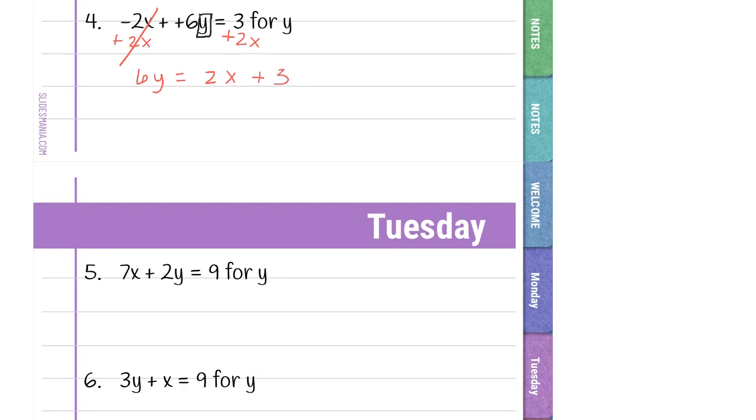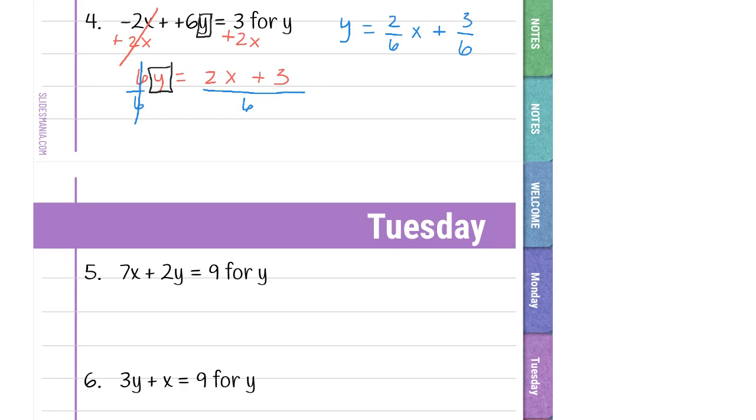And keep a box around your y so that we know that that's not being moved. What is the opposite of 6 times y? Or the opposite of multiplication? That is division. So divide this entire thing by 6. 6 divided by 6 reduces to 1. So I'm left with y is equal to 2 over 6 x plus 3 over 6.